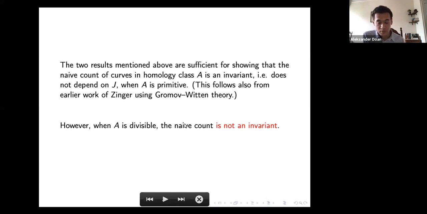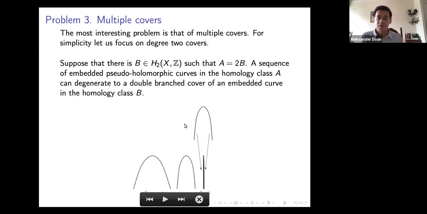And this is related to the third problem I want to discuss, the problem of multiple covers. And this is the most interesting of the three problems. So for simplicity, I will only discuss covers of degree 2, because all the essential features you can already see there. So suppose that A is not primitive. So suppose that there is a homology class B such that A is equal to 2B.